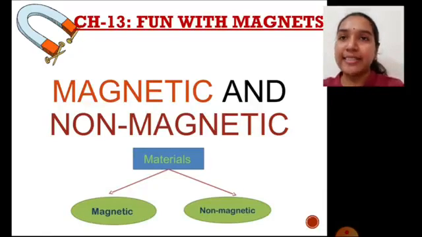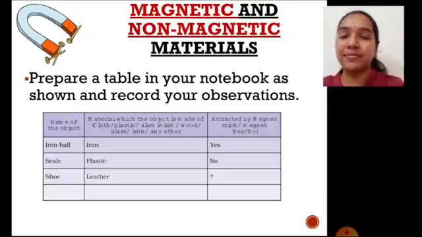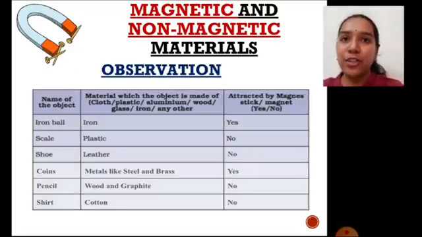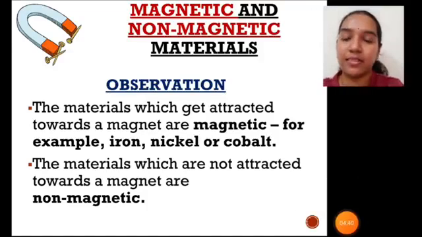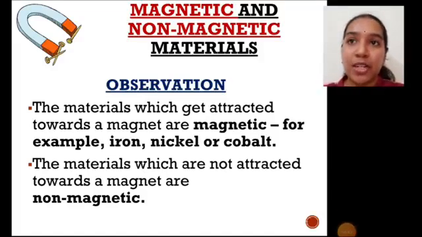Then we learnt about magnetic and non-magnetic materials. We observed an activity of testing numerous objects around us which were attracted by a magnet and also not attracted by a magnet. Out of all the objects, we observed materials made of iron, and metals like steel and brass, are attracted by magnets. So we know that the materials that get attracted towards a magnet are magnetic materials, for example, iron, nickel or cobalt. And those materials which were not attracted towards a magnet are non-magnetic materials.